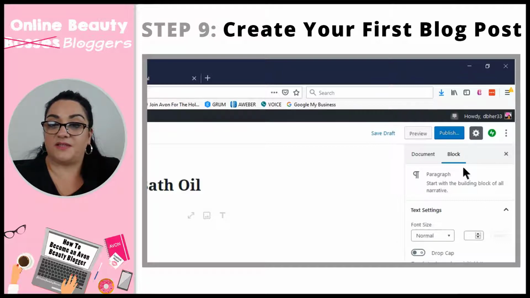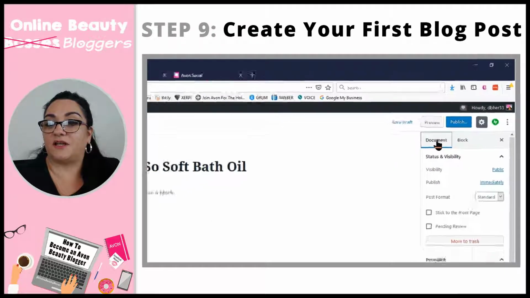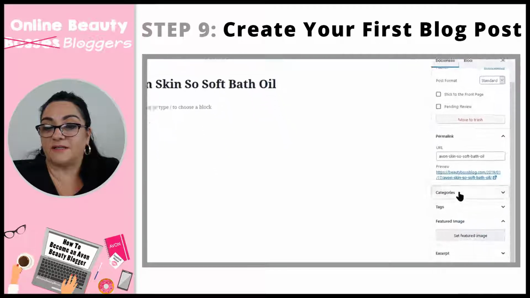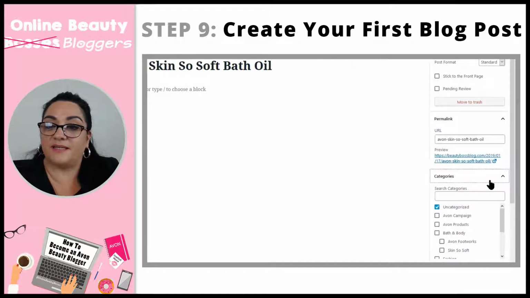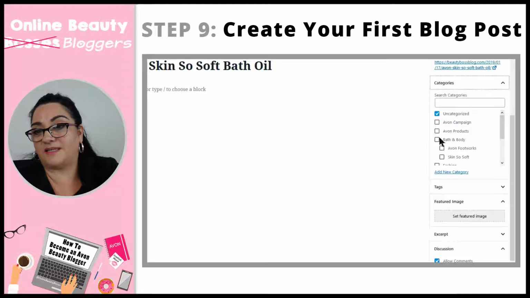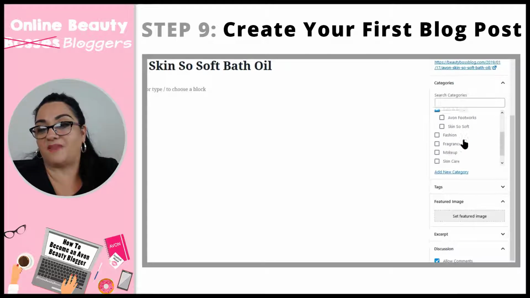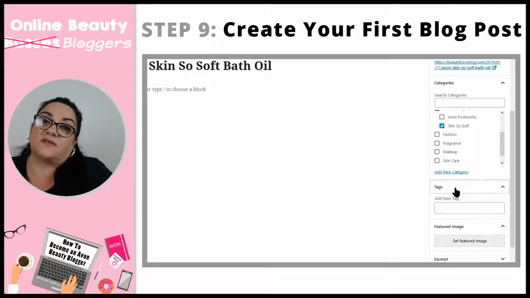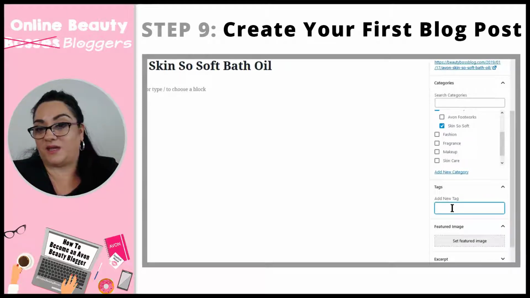And then once you do that, you're going to go to Document, and you're going to look at the link that it's going to create, which is down here. It automatically created Avon Skin So Soft Bath Oil, which is fine. And then I'm going to click the categories, which is Bath and Body, and then I'll click Skin So Soft. So if anyone clicks Bath and Body or Skin So Soft on your menu, that page will come up.